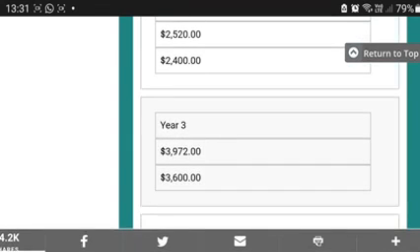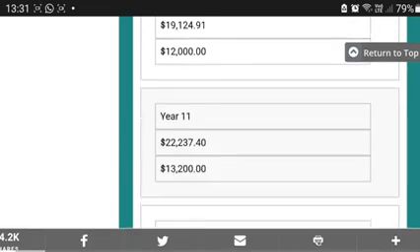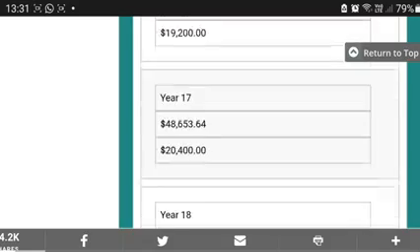So there's two numbers there. The number at the bottom is your contributions. And the number at the top is the balance of your investments that have earned interest. So we keep going until we reach 1 million.